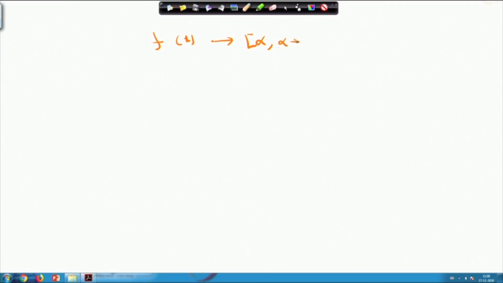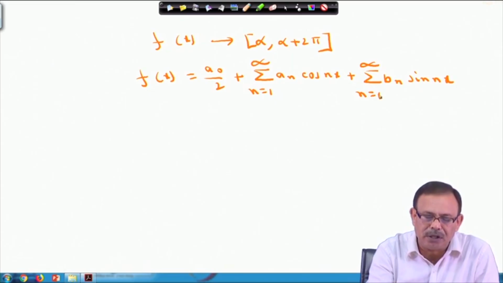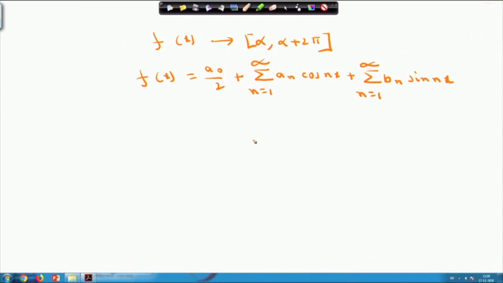alpha to alpha plus 2 pi as a Fourier series in the form f(x) equals a0 by 2 plus summation n equals 1 to infinity a_n cos nx plus summation n equals 1 to infinity b_n sin nx. So, we have to find out the values of the coefficients a naught, a_n and b_n. This is our job. To find the values of a naught, a_n, b_n from this given series, first we want to find out the value of a naught.